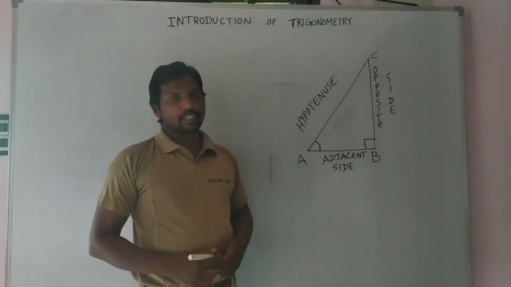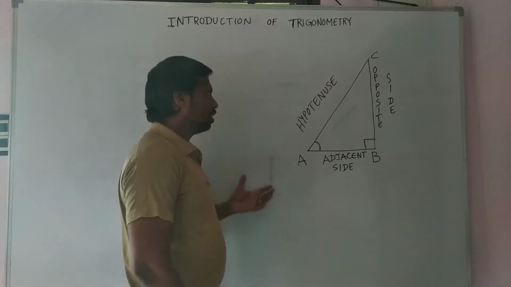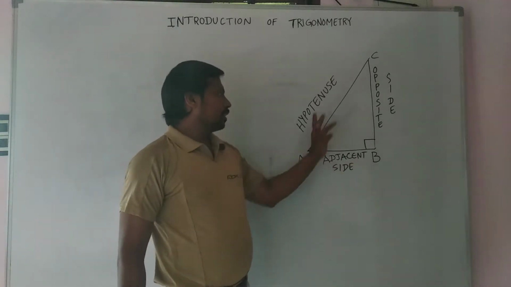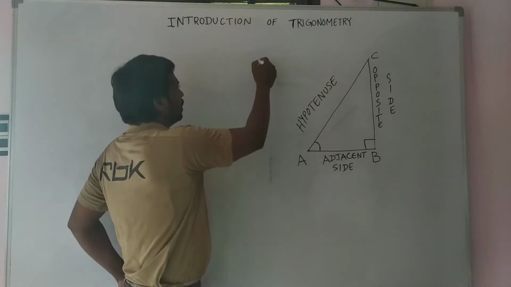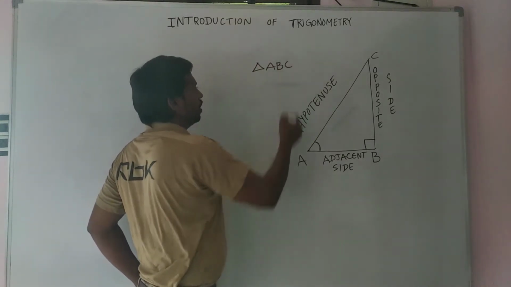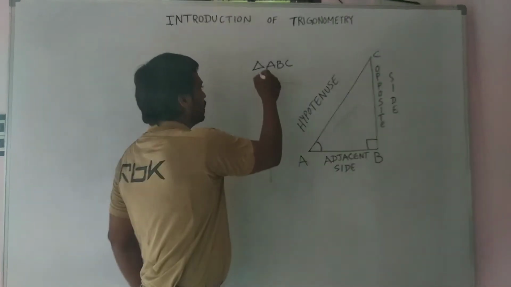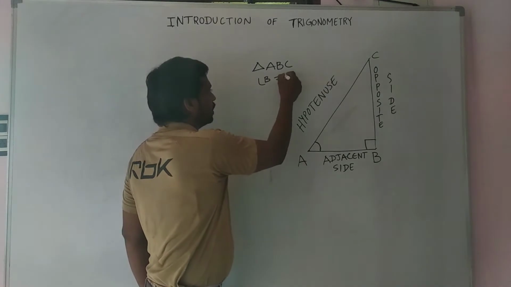Introduction of trigonometry. Here we discuss a right angle triangle. Triangle ABC is a right angle triangle, with angle B equal to 90 degrees.